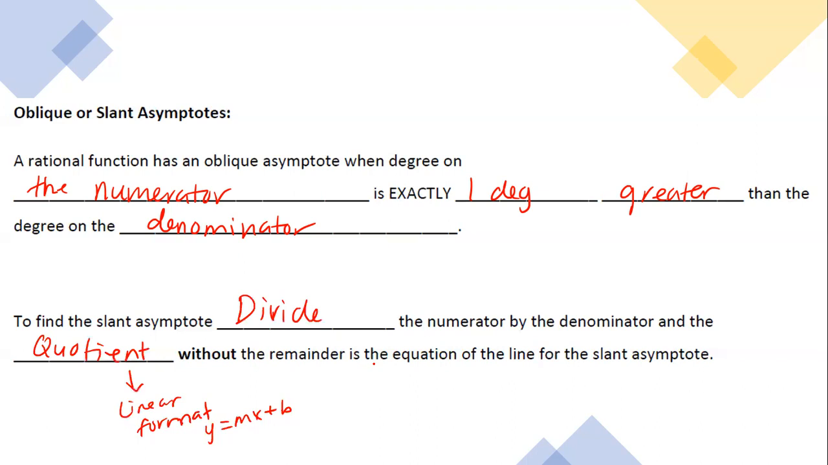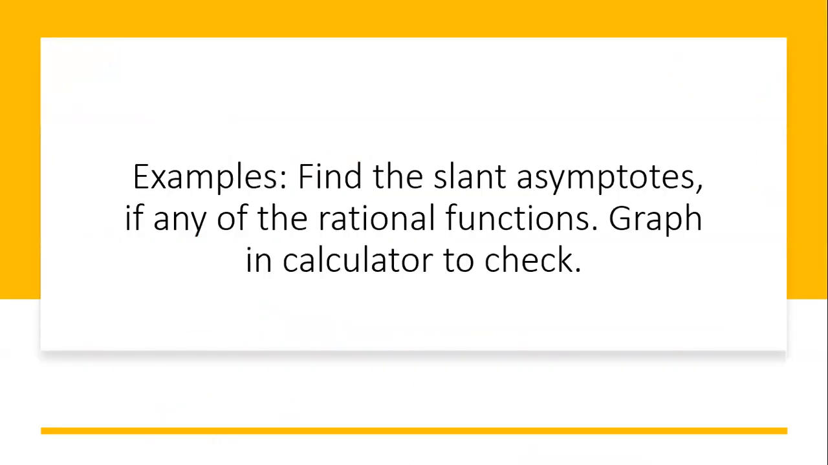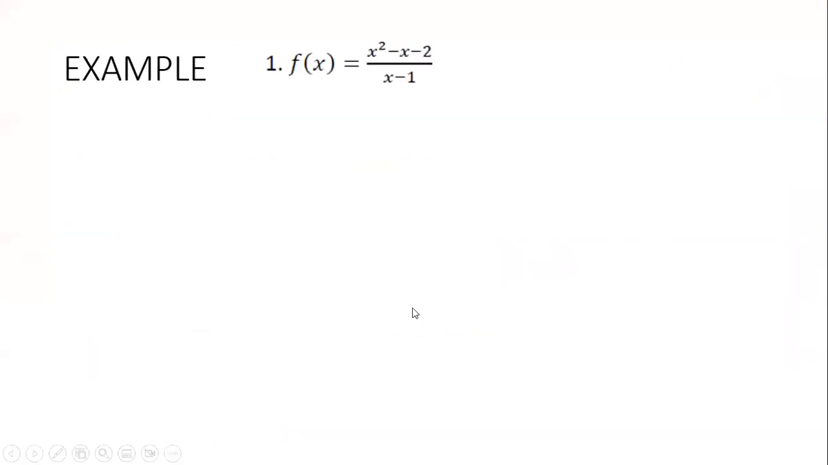All right, ready? Okay, so find the slant asymptotes, if any, of the rational functions, and we're going to graph in the calculator. What we're doing today is only focusing on the slant, but when we put it all together, you're going to have to be able to find every bit of discontinuity: the slant or horizontal, the vertical, your holes. You've got to be able to find everything ultimately, when you put it all together.